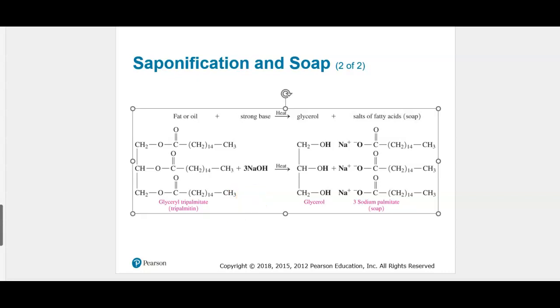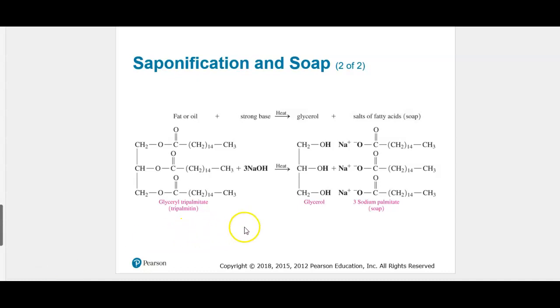I'll have to insert something here. What happens here is where you don't have sodium hydroxide. What you're really going to have is going to be this. I'll try to insert something here.